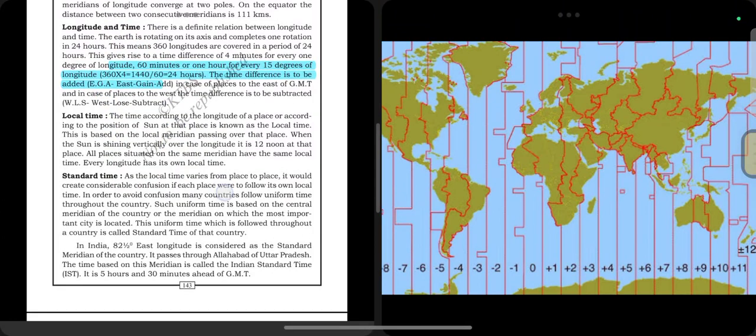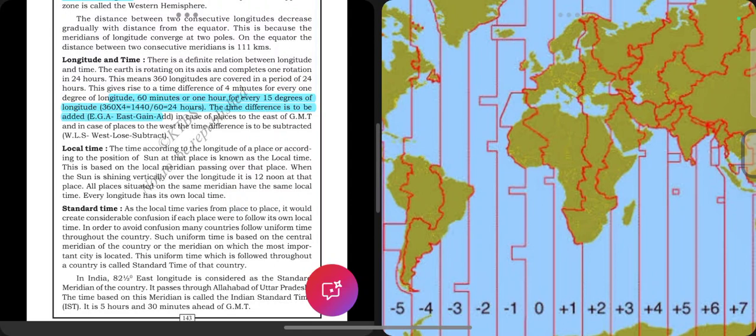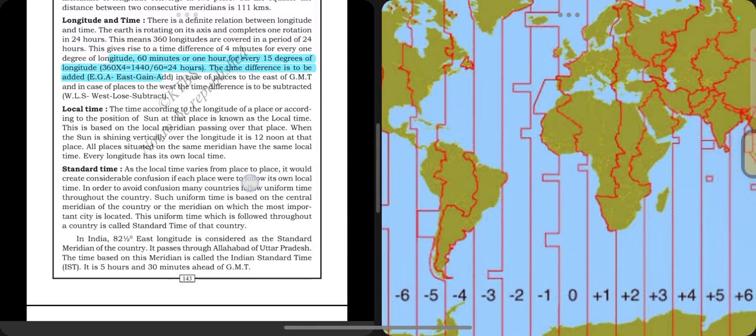The east gain, you see here, if you go for the east you can see the plus, if you go for the west you can see there minus. So 60 minutes for 1 hour, and 15 minutes. If the 15 degrees crosses, then 15 into 60 divided by 15 is equal to 4, means 4 minutes for each degree. So completely 360 degrees is equal to 24 hours. So like that it is being calculated.